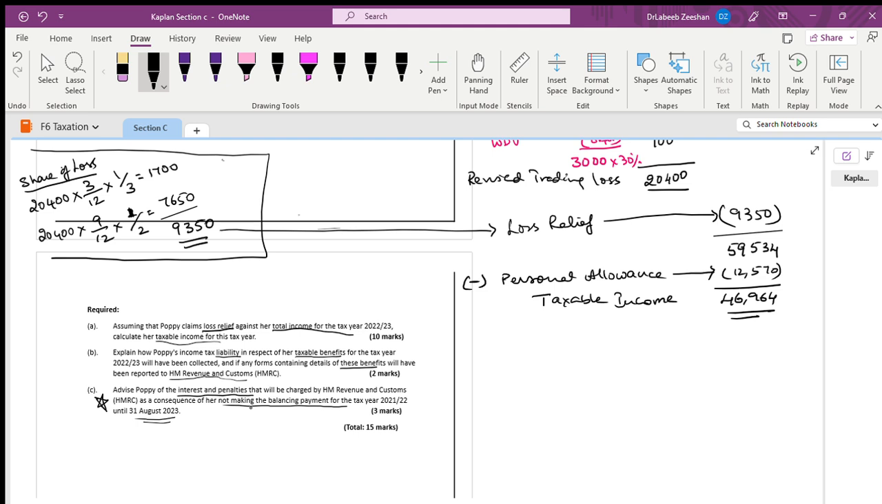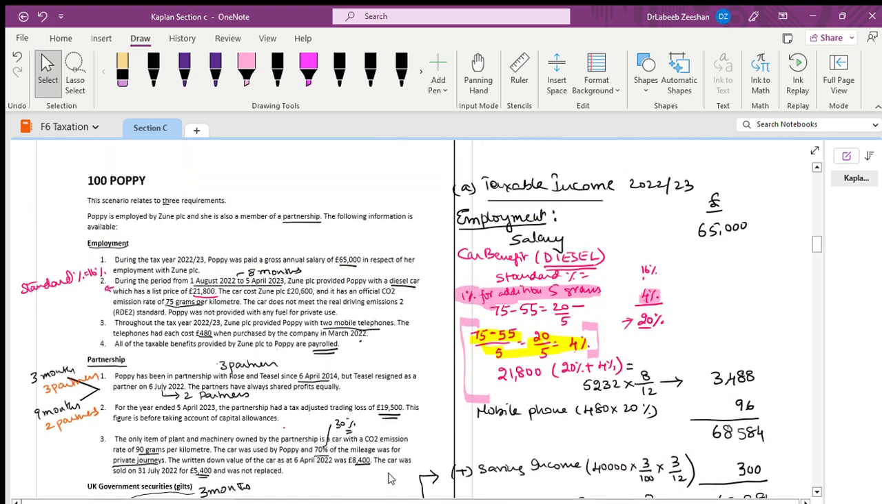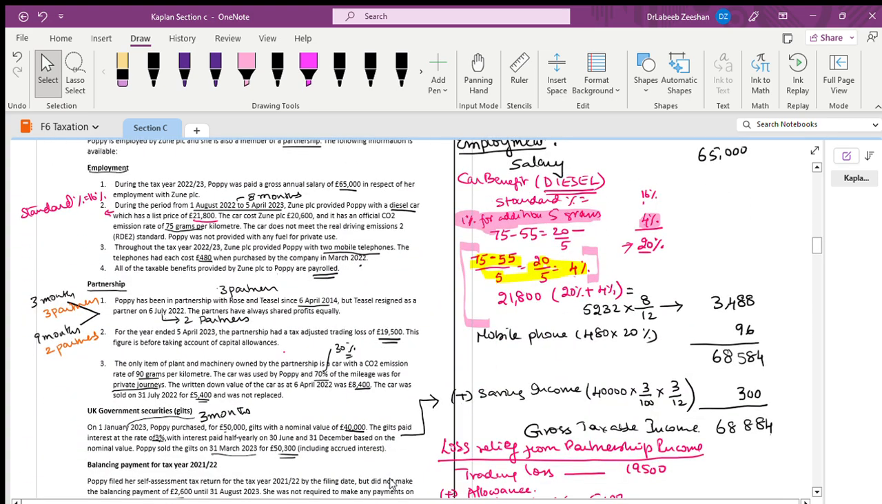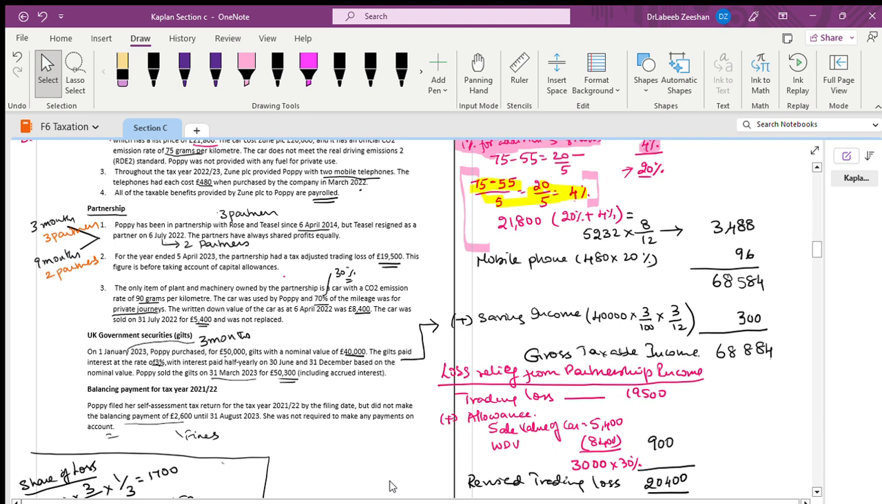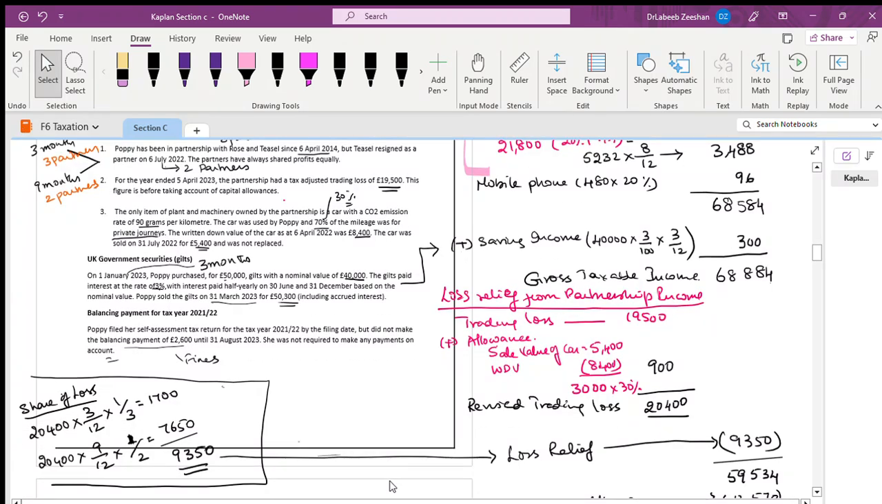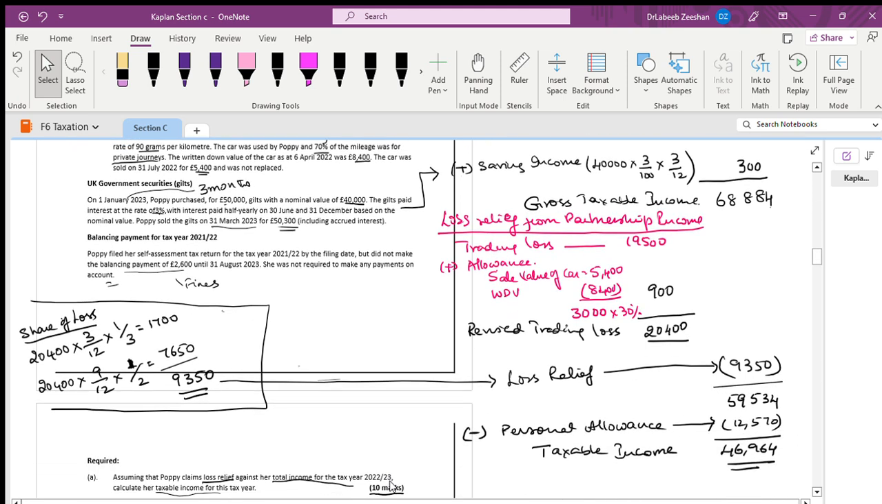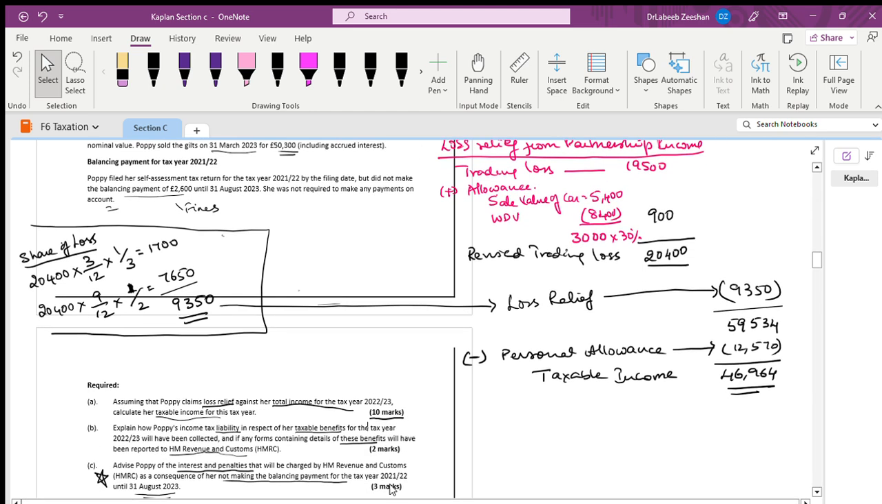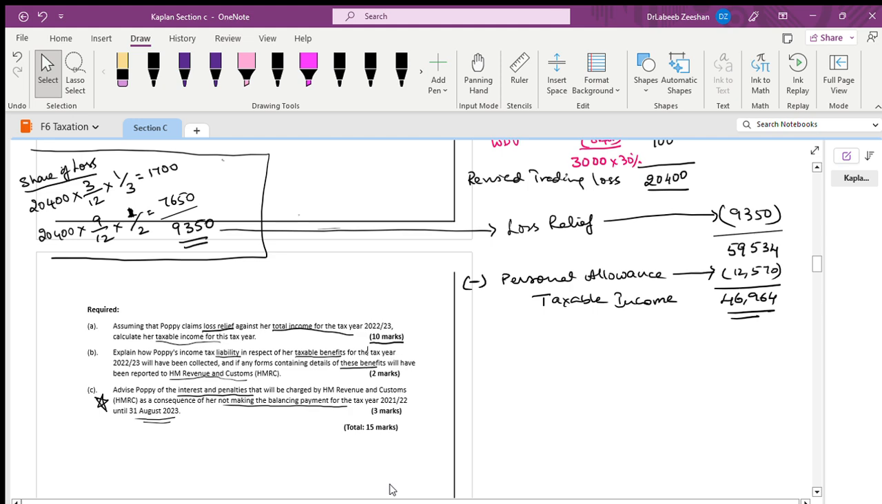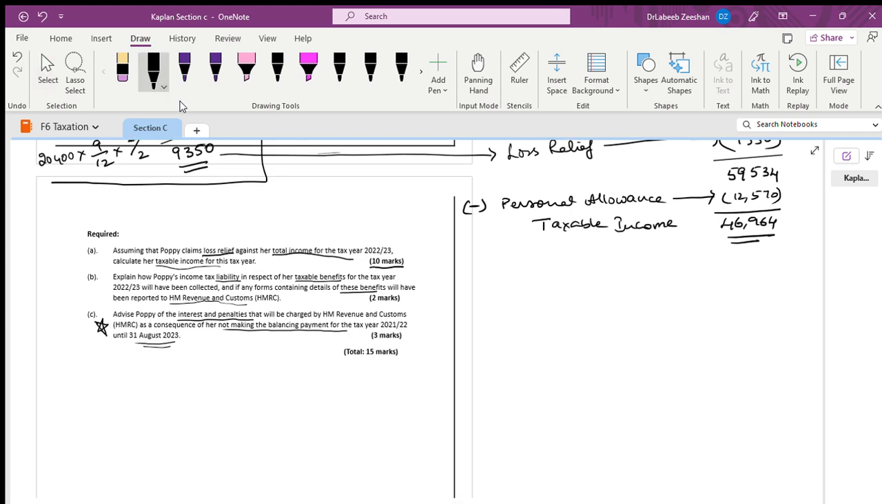This is for 10 marks. Again, I will just go through it. First, we have taken the salary. Then we have taken the car benefit. We have taken the mobile phone. We have taken the savings income for 3 months. We have taken into consideration the share of loss. Then we have deducted the personal allowance, and on that basis we have taken the taxable income. Next.